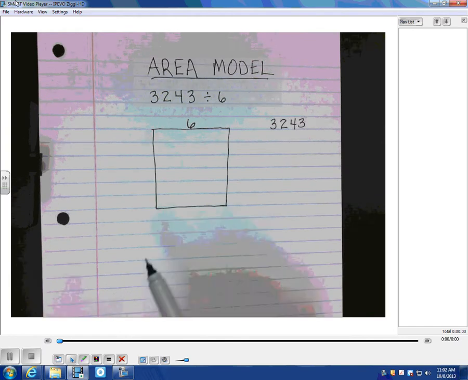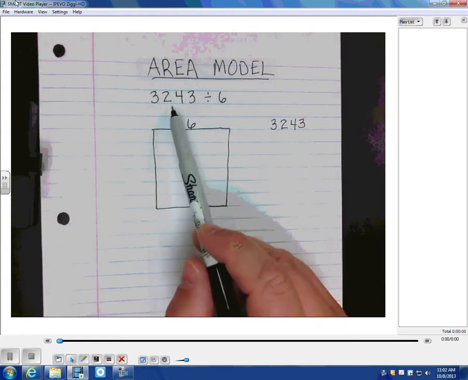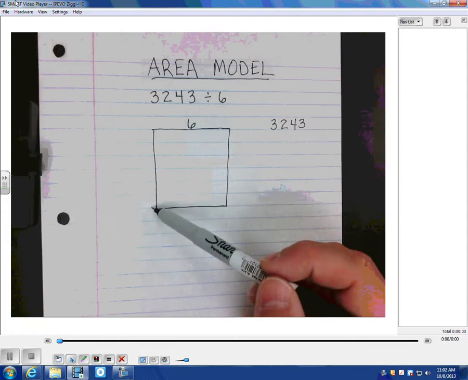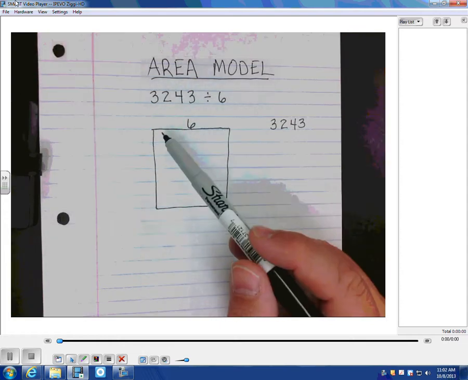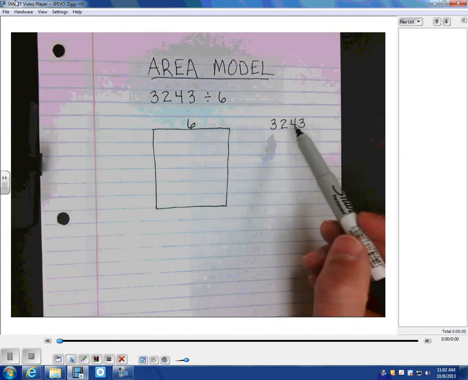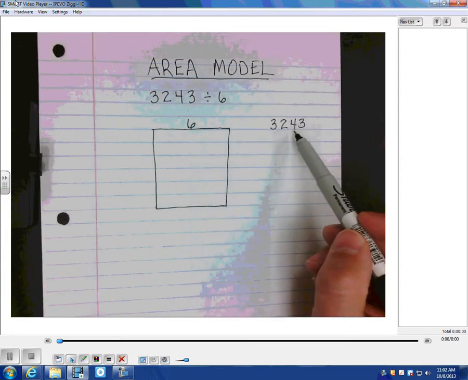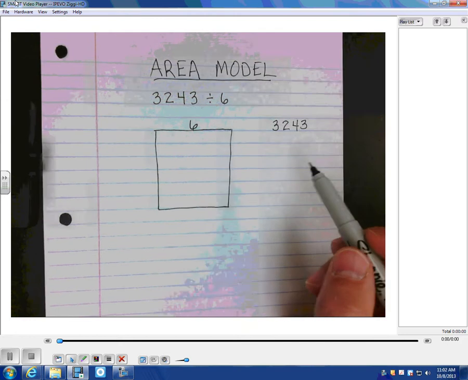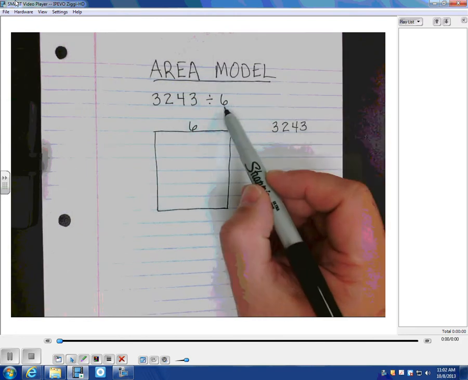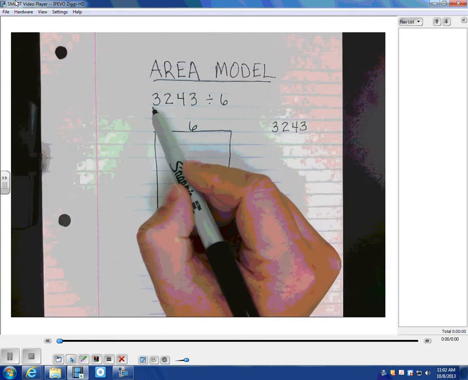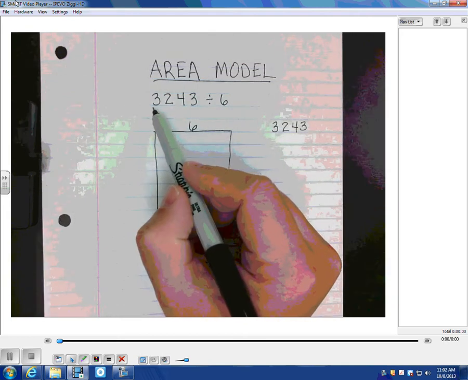So to start off, I have 3,243 divided by 6. What I've already done is I've set up my rectangle box, and I've put my 6 at the top, and I put the 3,243 off to the right-hand side. So I'm going to ask myself, can 6 go into the first number, which is 3? It cannot, because 3 is smaller.